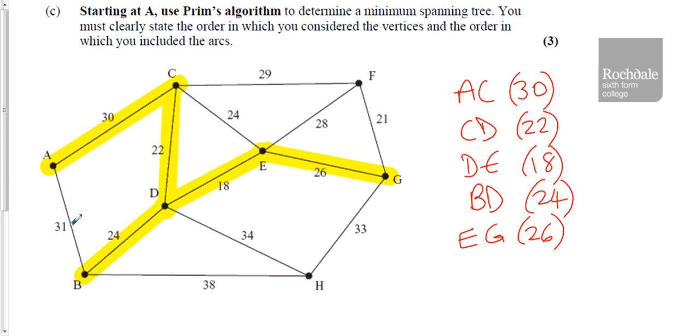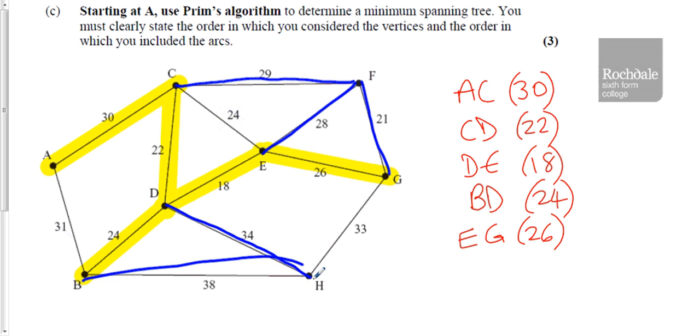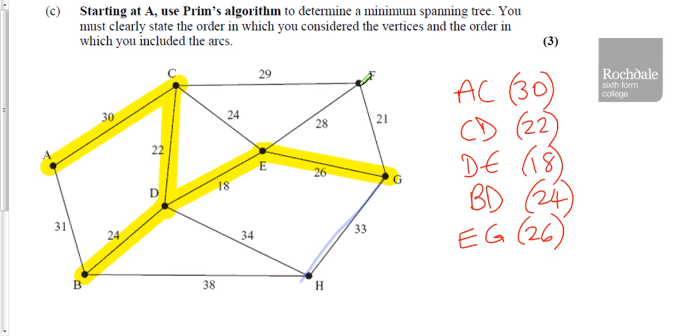Options now. Remember, AB not an option, CE not an option. My options are CF, EF, or GF. They would connect F. Or BH, DH, GH. Out of those options, the smallest is 21 for FG. So that's my next edge, which leaves only one vertex, H, not part of the tree.